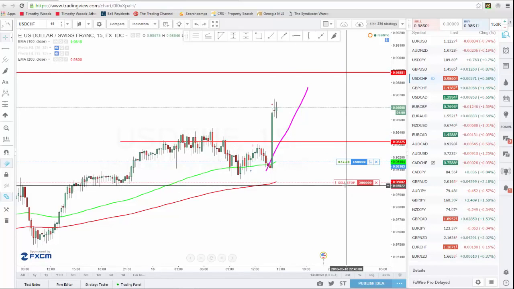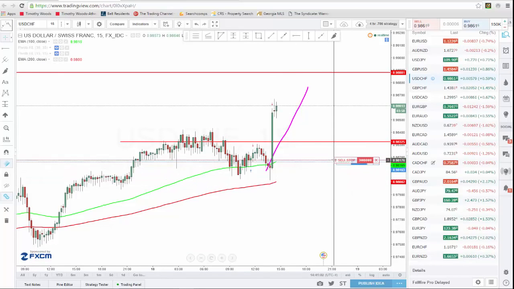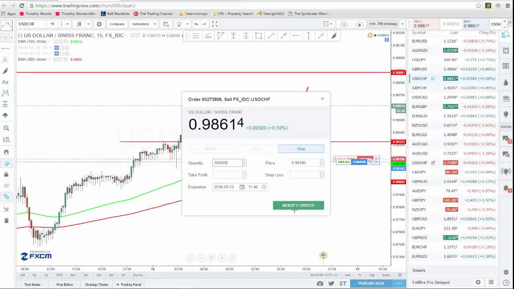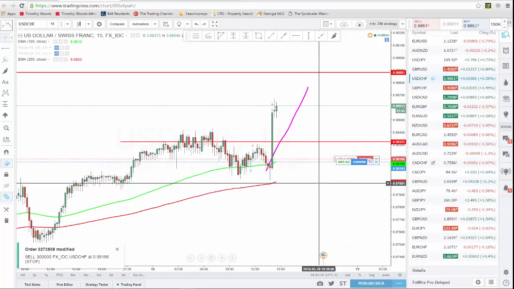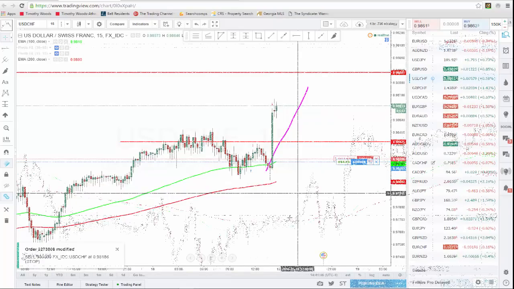For now, we'll move the stops up to break even. And this was a successful trade using the EMA strategy that we've been discussing today. Hope you guys enjoyed it.